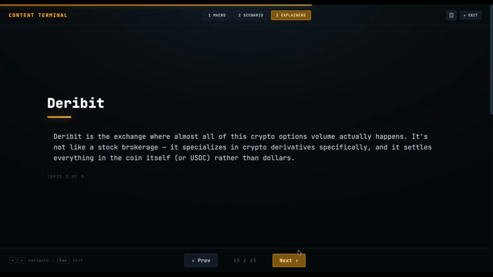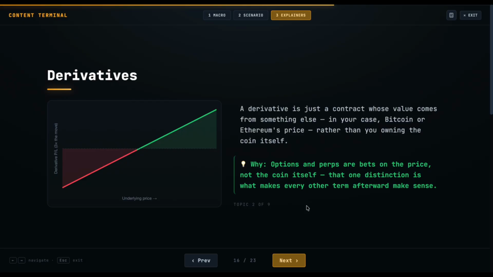Okay, so the next thing: what is a derivative? A derivative is just a contract whose value comes from something else. In my case, I'm trading Bitcoin and Ethereum contracts, where I don't necessarily own the coin, but I'm trading the contract. I'm trading options and perpetual contracts, and I'm basically betting on whether the price is going to go up or go down. Based on that, I'm creating strategies to help me make money. So that is what derivatives are basically.